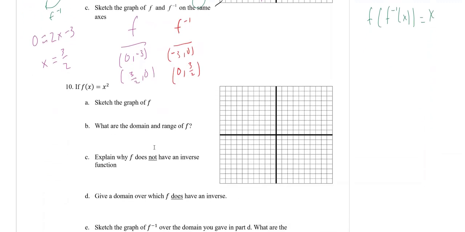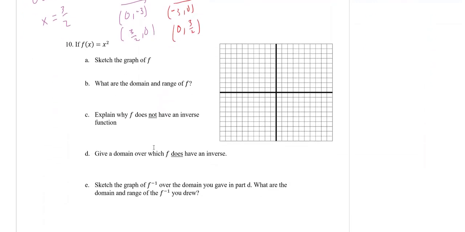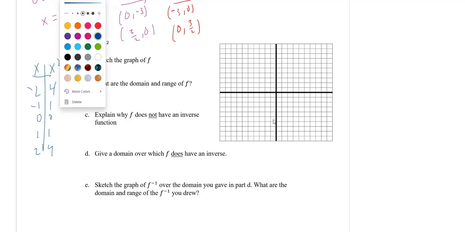All right, x squared, we know what that looks like. Start with minus 2, goes to 4. You square minus 2, you get 4. You square minus 1, you get 1. You square 0, you get 0. 1 goes to 1, 2 goes to 4. So to graph x squared, this looks like that.